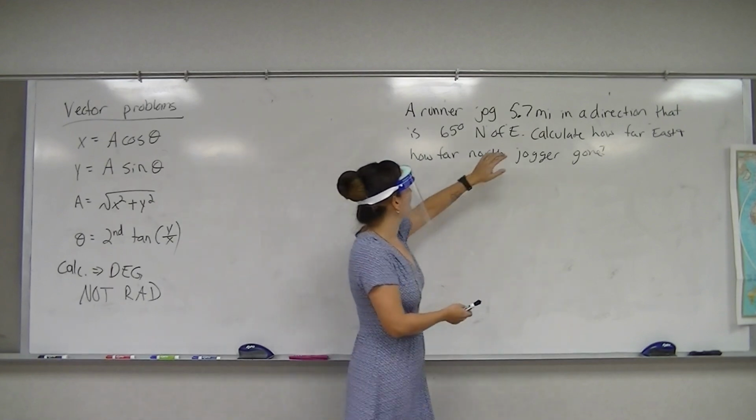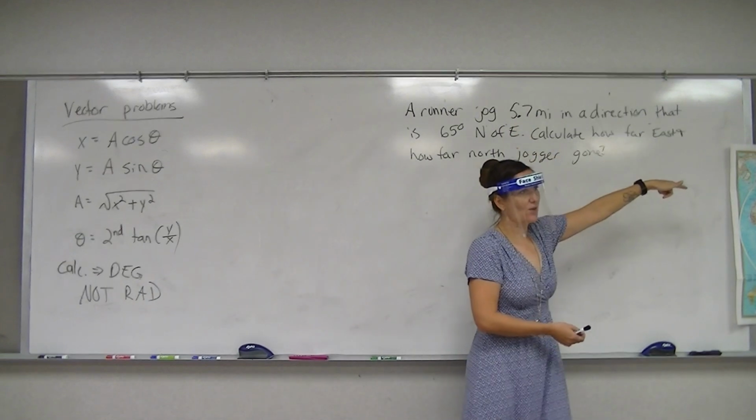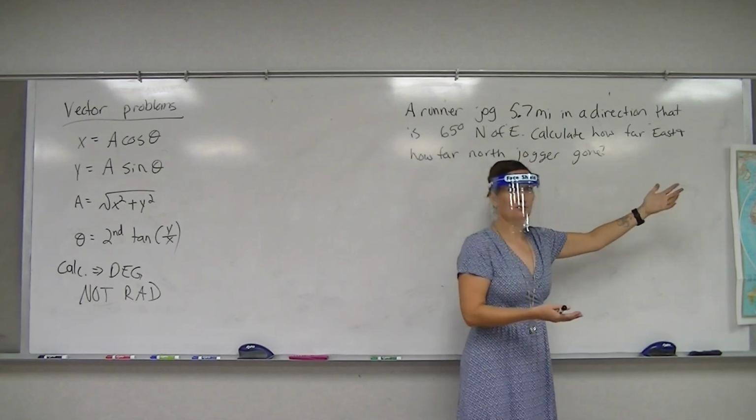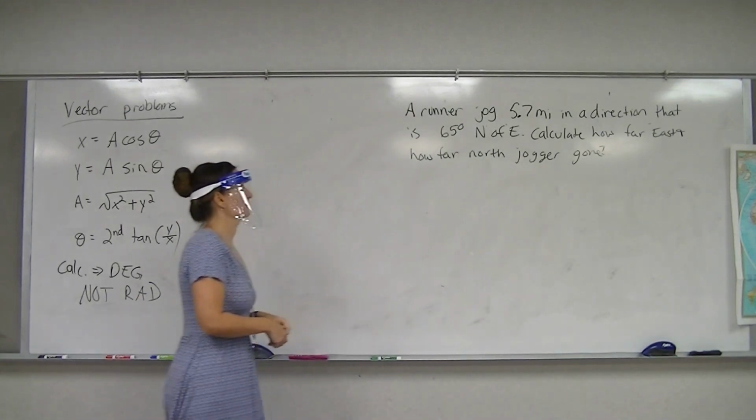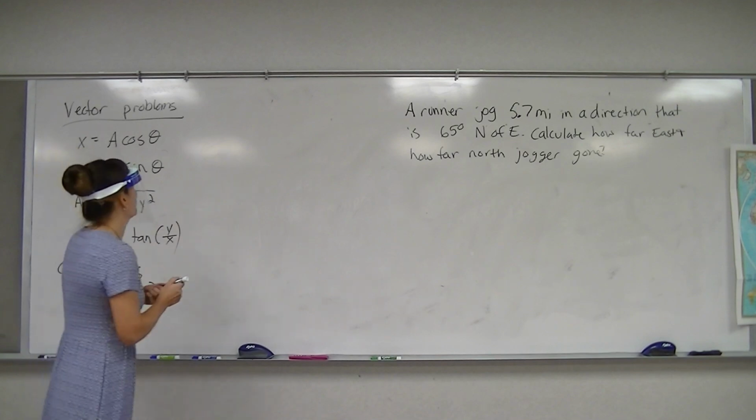So what I mean by that, this person that ran 5.7 miles, when we calculate how far east they went, the answer is going to be in miles. I don't have to convert to meters. Okay? So let's look at this with a picture.